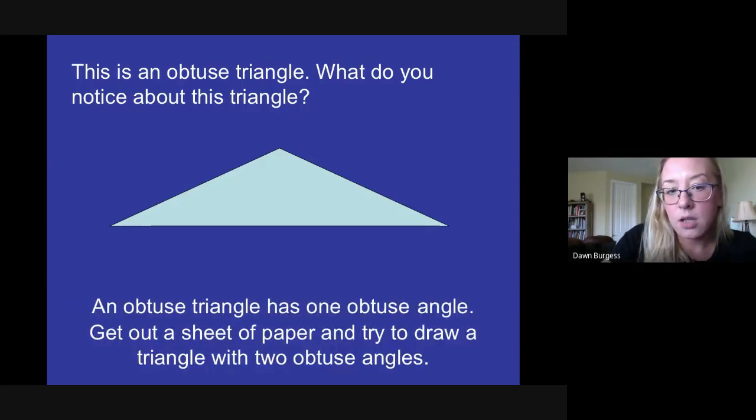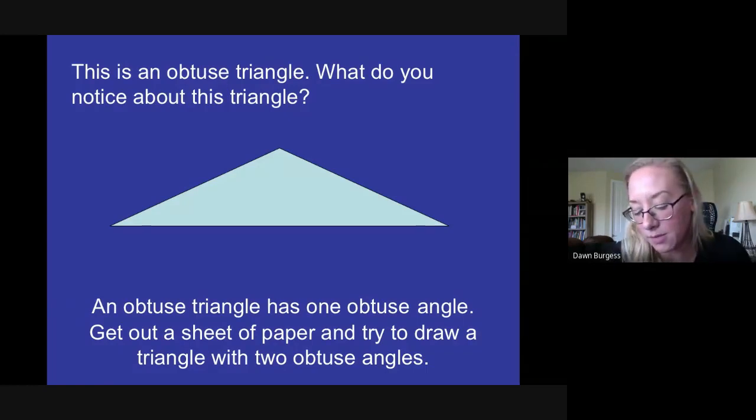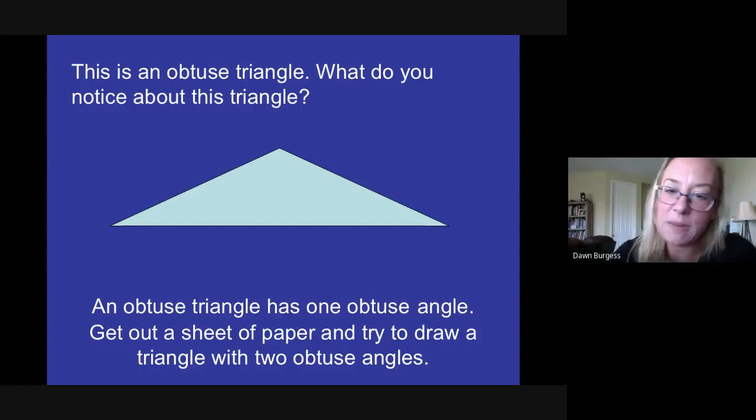Okay, so an obtuse triangle has one obtuse angle. You can try and draw a triangle with two obtuse angles if you want to right now, but I will tell you it's going to be impossible. It cannot be done.